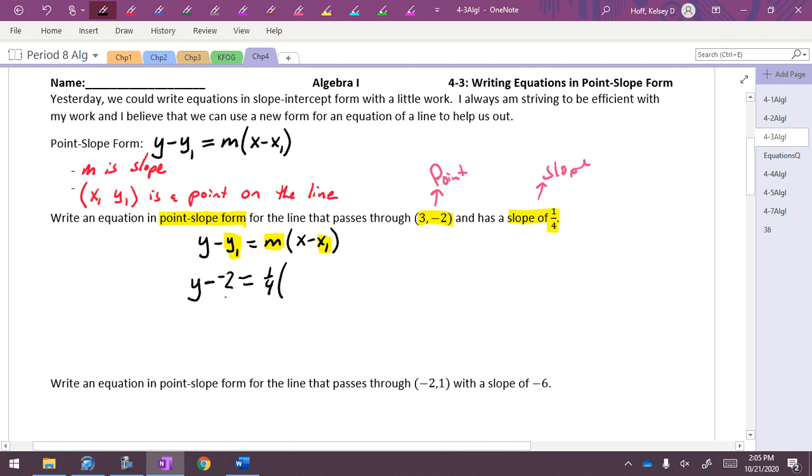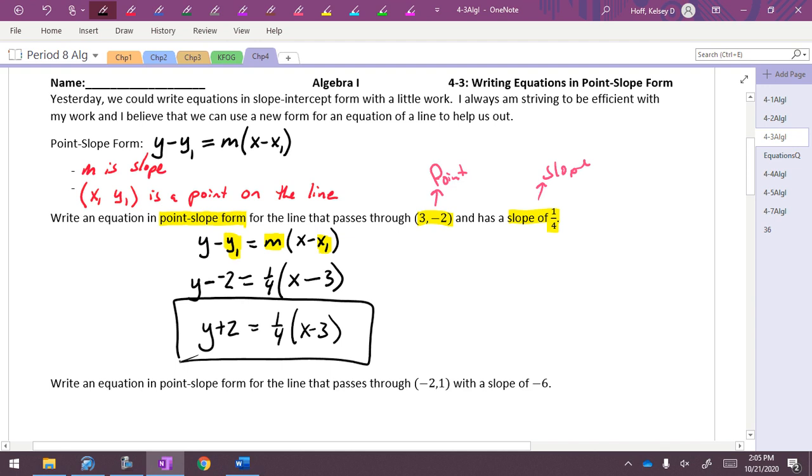equals 1/4, we said, was a slope, parenthesis. We always have an x. We always have a minus sign. What's your x coordinate? 3. There is one thing and one thing only you have to do before you circle it. What is it? Very good. Subtracting a negative is really adding, so y plus 2 equals 1/4 times (x minus 3). That is the equation of a line in point slope form.